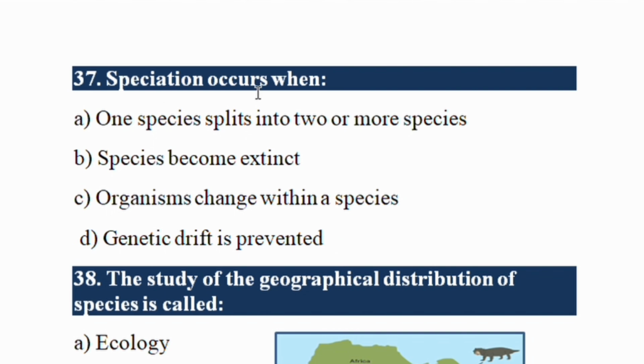Speciation occurs when one species splits into two or more species, species become extinct, organisms change within a species, genetic drift is prevented. So, speciation occurs when one species splits into two or more species.